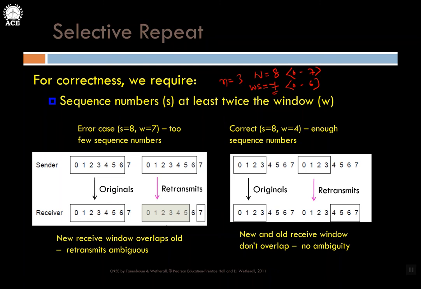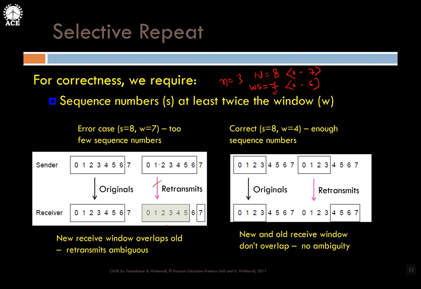That is 7 frames, right? Window size is 7. So it is slid from 7 back to 0, 1, 2, 3, 4, 5. These are the next new set of frames that it is expecting because it has sent the acknowledgement. But these are retransmissions. Why? I said acknowledgements are lost, either the cumulative acknowledgement or the final acknowledgement is lost.